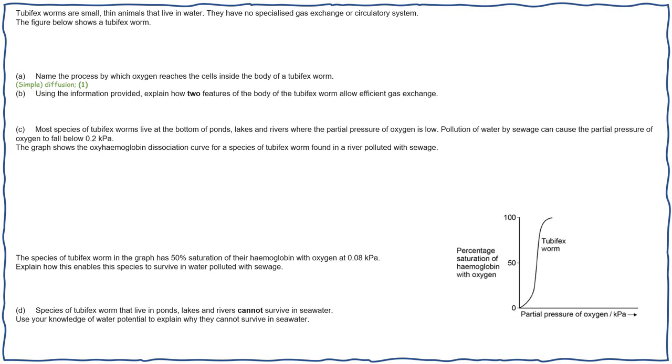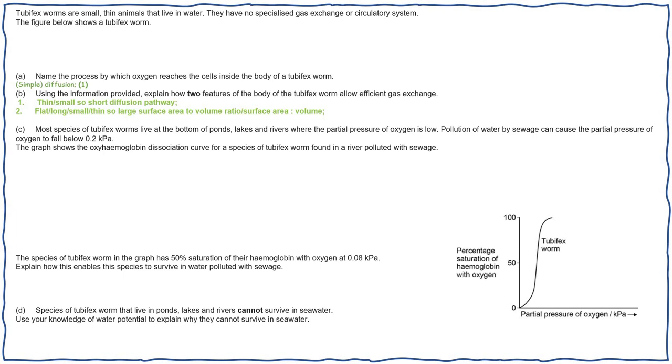Using the information provided, explain how 2 features of the body of the tubifex worm allow efficient gas exchange. Well, if there was a picture there, you'd see that tubifex worms have quite a rounded shape with kind of indents, which increases their surface area for faster diffusion, and also they've got a short diffusion pathway to the centre. So they are thin or small, so there's a short diffusion pathway, and they are flat or long or thin, so that there's a large surface area to volume ratio.